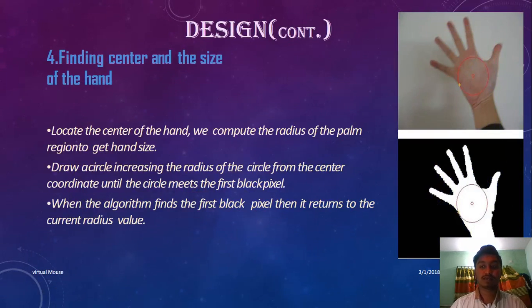Finding the center of the palm, and we take the radius of the palm and draw a circle, increasing the radius of the circle from the center coordinate until the circle meets the first black pixel.